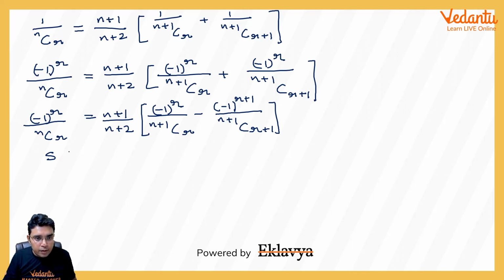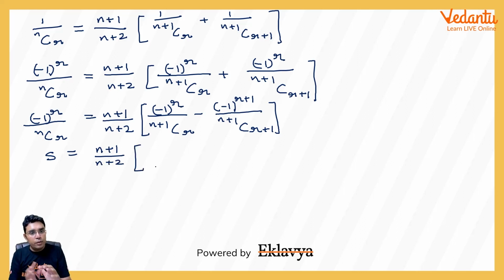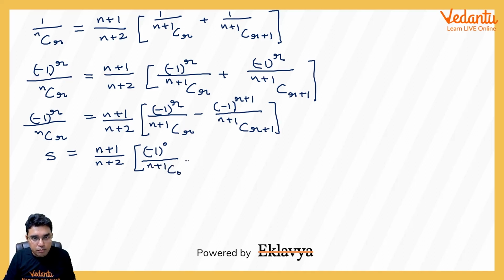So first we will be writing r equal to 0. We get (n+1)/(n+2) outside, and let me write this outside only because it is the same for all the terms. Here we will get (-1)^0 because we are writing r as 0 first. So (n+1)C0, then (-1)^1 because we are putting r equal to 0 here, and (n+1)C1 here. Let me close these two terms in one bracket.